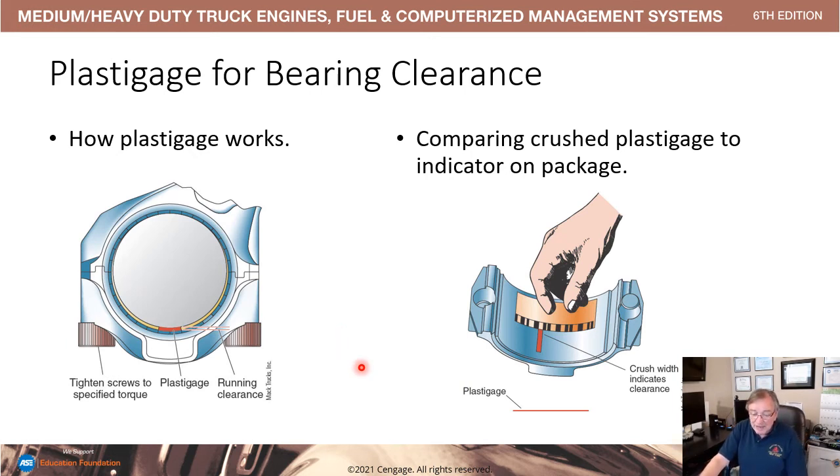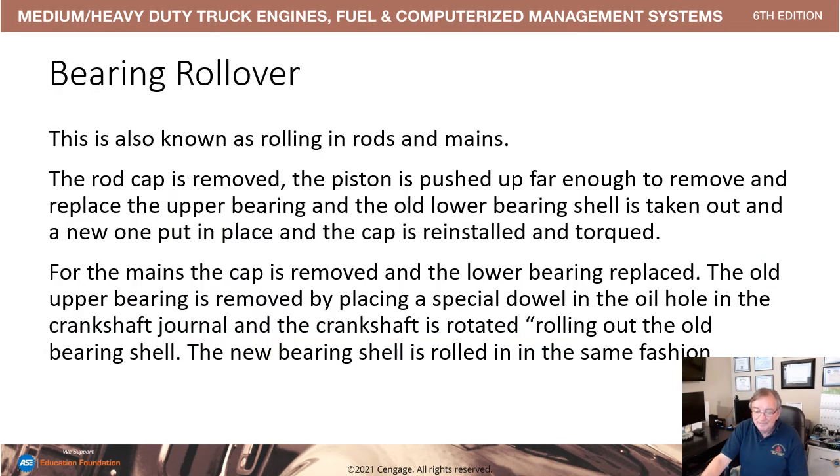The bearing and the hardened surface will crush the plastic gauge, and we're going to be able to read it on the packaging, and the thickness of the crush will give us the exact dimension of our clearance between our hardened journal and our bearing material. This is critical, and it's something that we have to do on all main and connecting rod journal surfaces.